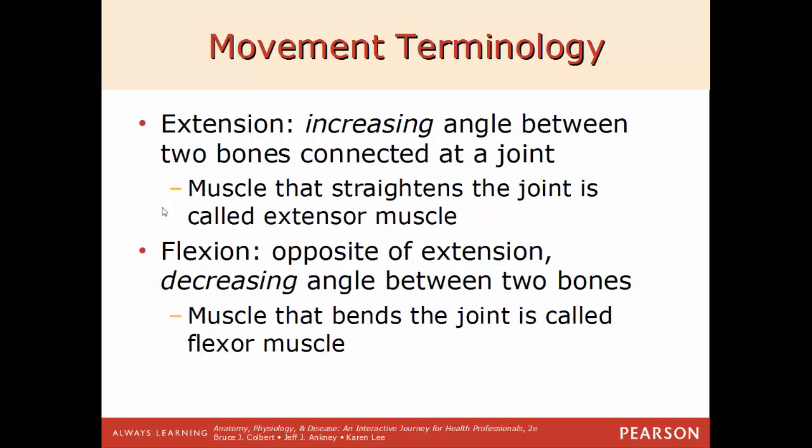Extension, where you're increasing the angle between two bones of a connected joint. The opposite of this will be flexion, where you're going to be decreasing the angle between the bones. So when you're flexing your arm, the bones of your forearm are getting closer to the upper arm, to the humerus. So you're decreasing the angle between those sets of bones. When you extend your arm, you are increasing the angle between those two sets of bones.